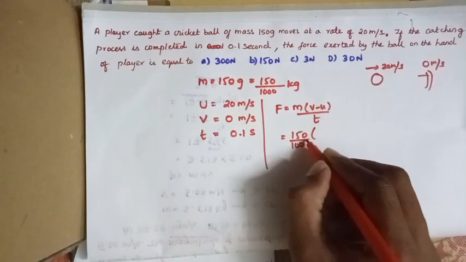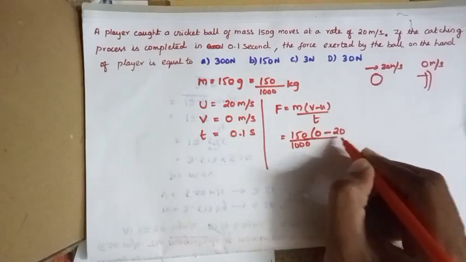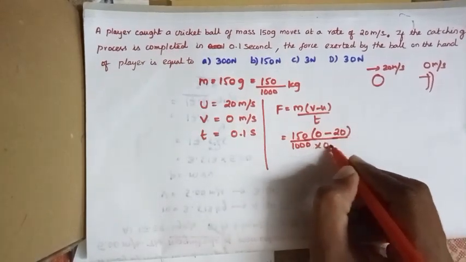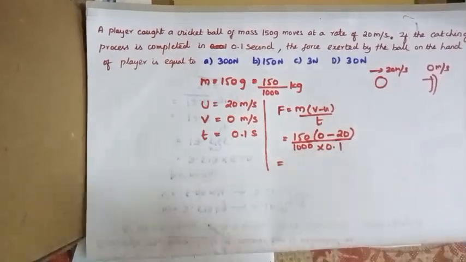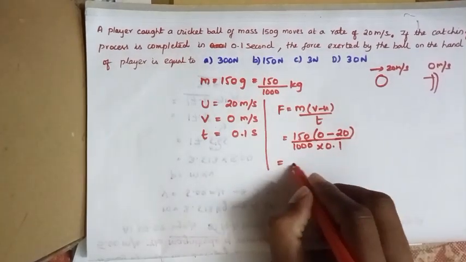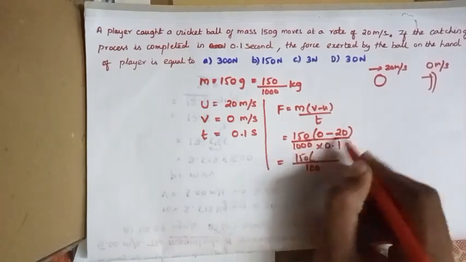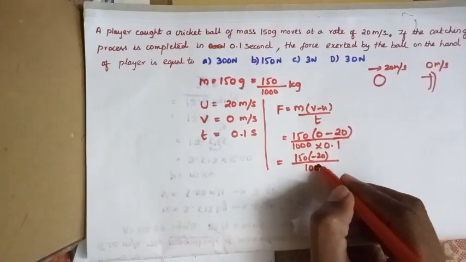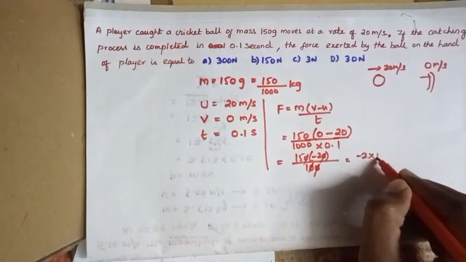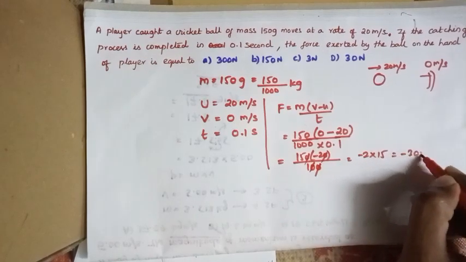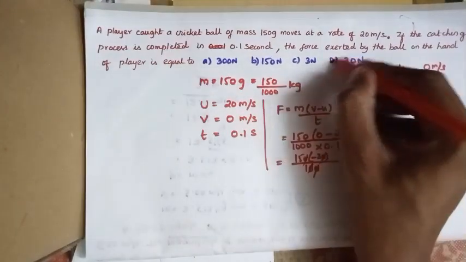Just substitute the values: mass is 150 by 1000, v value is 0, u value is 20, and the time was 0.1 second. So 0.1 into 1000 is 100, and 0 minus 20 is minus 20. Now you can cancel 2 zeros with the 2 zeros, so you will end up with minus 2 into 15, that is nothing but minus 30 Newton. In this case you can just ignore the sign, so the answer is 30 Newton.